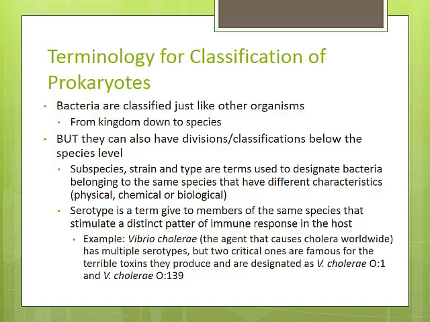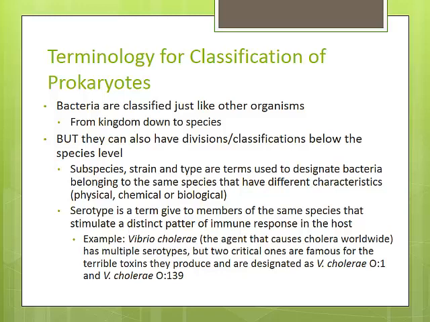Remember last time we talked about taxonomy and classification, kingdom, phylum, that type of thing. Bacteria are classified just like other organisms, from kingdom down to species. However, they're different than other organisms in that they can have divisions and classifications below the species level. We use words like subspecies, strain, and type to designate bacteria that belong to the same species, but have different characteristics.